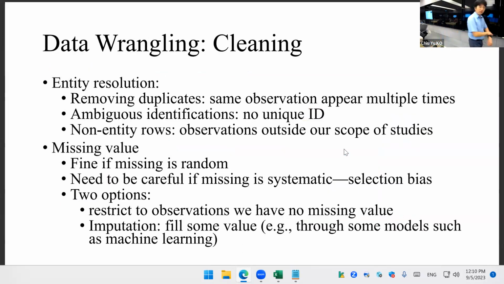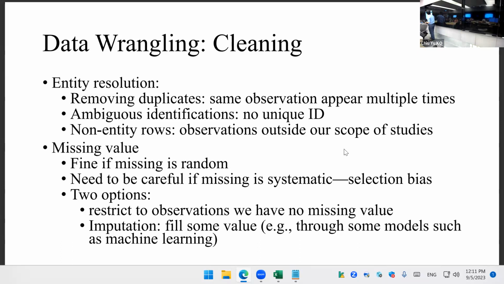Now, finally, we talk about data cleaning, which has many things to say, but really practice makes perfect. You work on it, then you know. The first one is entity resolution. A lot of the time, data has duplicates. Databases have mistakes. Even if you buy data from, say, Bloomberg, or financial data from Thomson Reuters, they also have data problems.